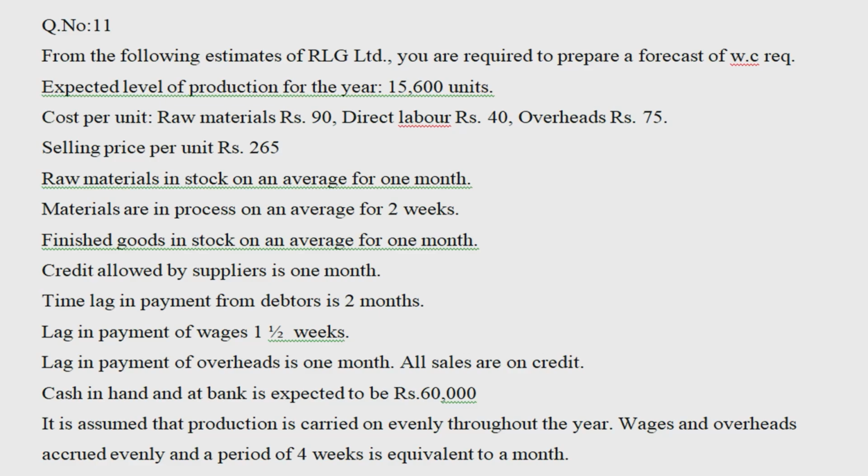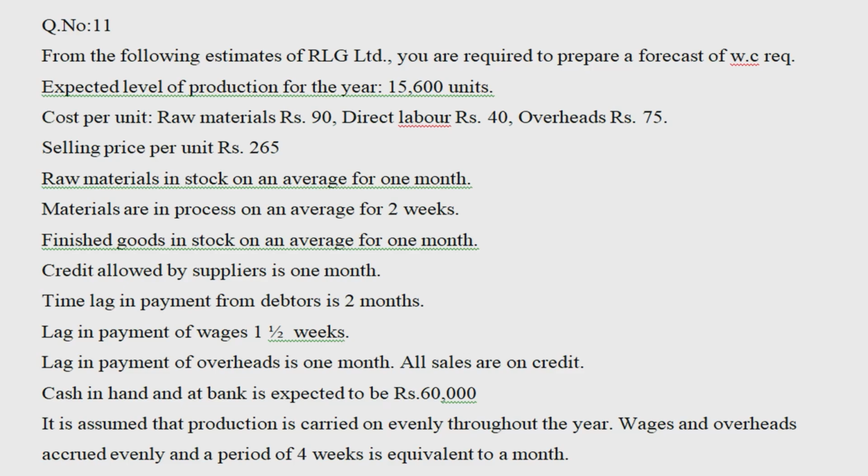Then cost per unit: raw materials rupees 90, direct labor rupees 40, overheads rupees 75 is given, and selling price per unit rupees 265 is given. Raw material in stock on an average for 1 month. Materials are in process on an average 2 weeks. Finished goods in stock on an average 1 month is given.